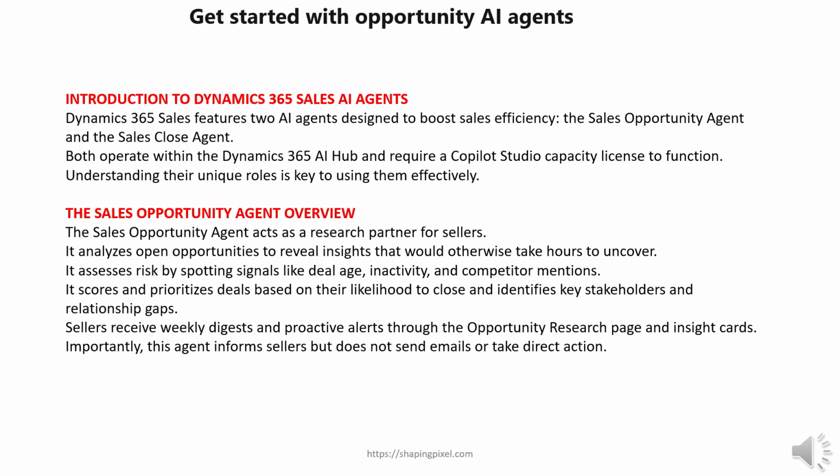It assesses risk by spotting signals like deal age, inactivity, and competitor mentions. It scores and prioritizes deals based on their likelihood to close and identifies key stakeholders and relationship gaps. Sellers receive weekly digests and proactive alerts through the Opportunity Research page and insight cards. Importantly, this agent informs sellers but does not send emails or take direct action.